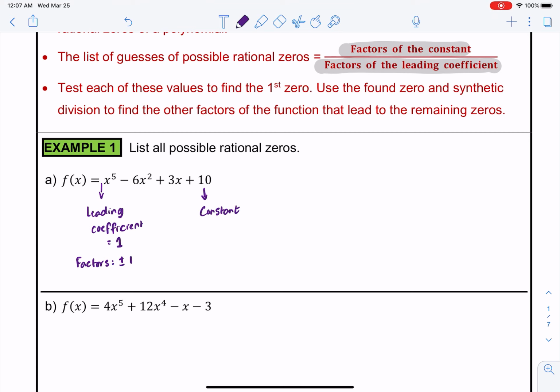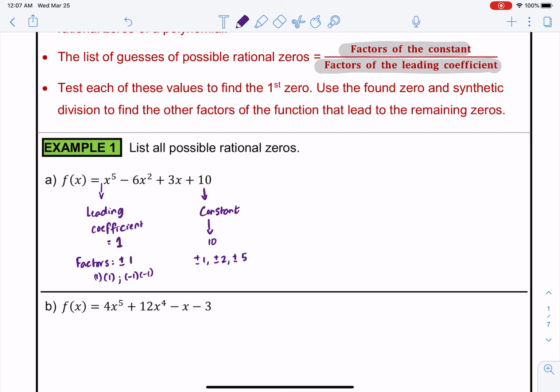plus or minus 1. Why? 1 times 1 is 1, and negative 1 times negative 1 is also 1. The constant term, which is 10, has the factors plus or minus 1, plus or minus 2, and plus or minus 5. Because 2 times 5 is 10, negative 2 times negative 5 is also 10.